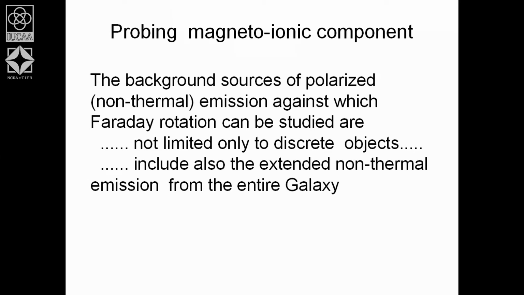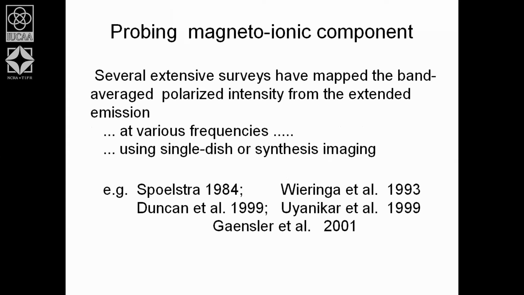And then there is a medium in between the source and us, which will cause Faraday rotation depending on the strength of the magnetic field and the electron density, a combination of the electron density and the line of sight magnetic field. But we can extend this to extended non-thermal emission from the entire galaxy. And there have been many surveys which have done this, where people have looked at the polarization properties of intensity from the extended emission. So people have done this at various frequencies, using various tools, using single dish observations versus synthesis imaging and so on.